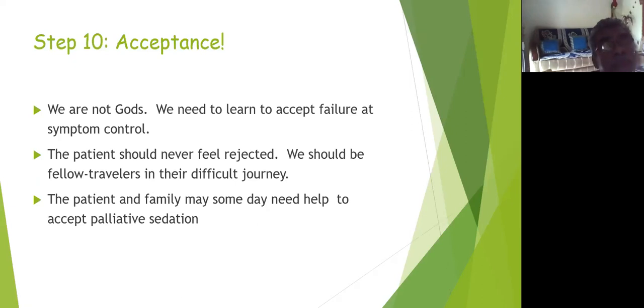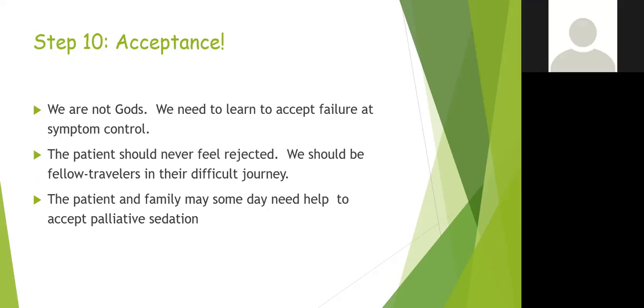The last and final step is, in spite of all our medications and all our trials, pain is not getting any better. We have to accept it, and the patient has to accept it. We're not God. We need to learn to accept failure as symptom control, but always support the patient. Talk to them, tell them that we're not just giving up on you. We're still with you. We'll try our best. And maybe at that point, we might have to start talking to the patient and family about palliative sedation, because most patients like this, who have very difficult pain to control, usually end up having palliative sedation. Next slide.